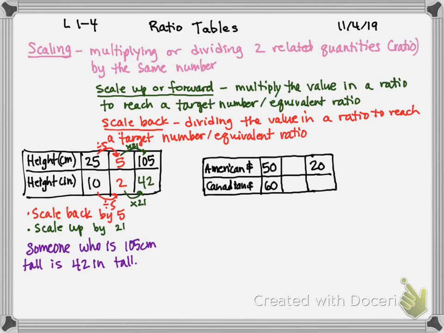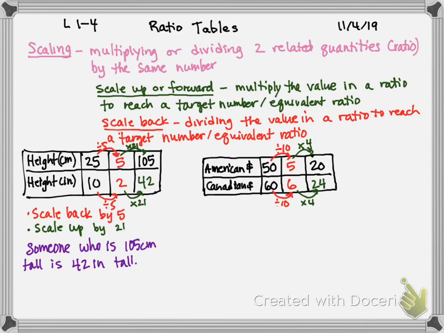So again, I can't go from 50 to 20 directly, so I'm going to figure out another way of doing it. And what I notice is both my 50 and my 60 have a 10 in common. So whatever I'm going to scale up or scale back by in particular, it's got to be something that goes into both values in the ratio. Otherwise, it's not going to work. So that's going to give me a 5 for the American dollars and 6 for the Canadian dollars. Now, I can get from 5 to 20 by scaling up. So I'm going to scale up by 4. And that's going to give me 24.